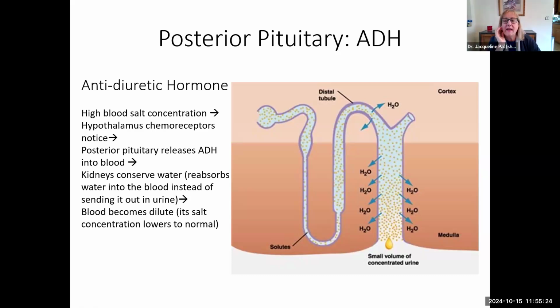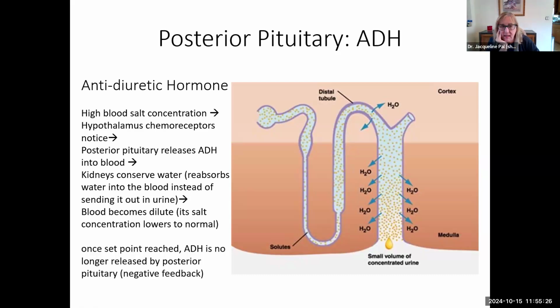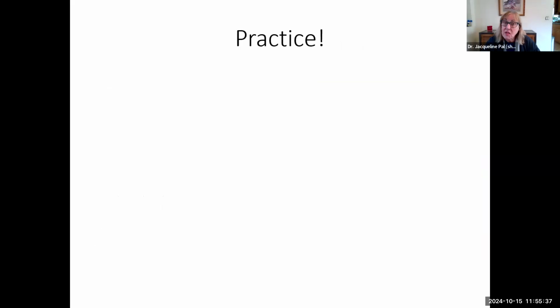You're back at your set point again. Once you're back at the set point, antidiuretic hormone is no longer being released by the posterior pituitary. This is negative feedback. So let's practice.